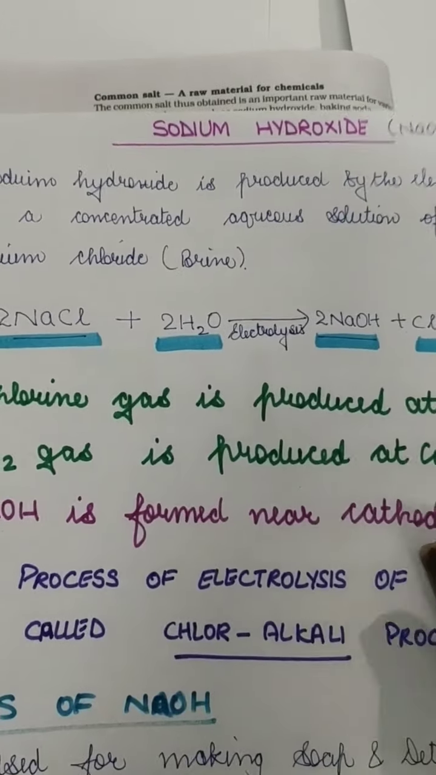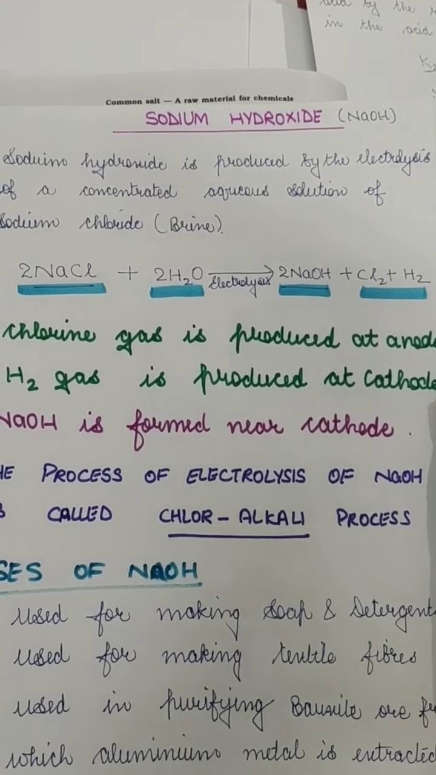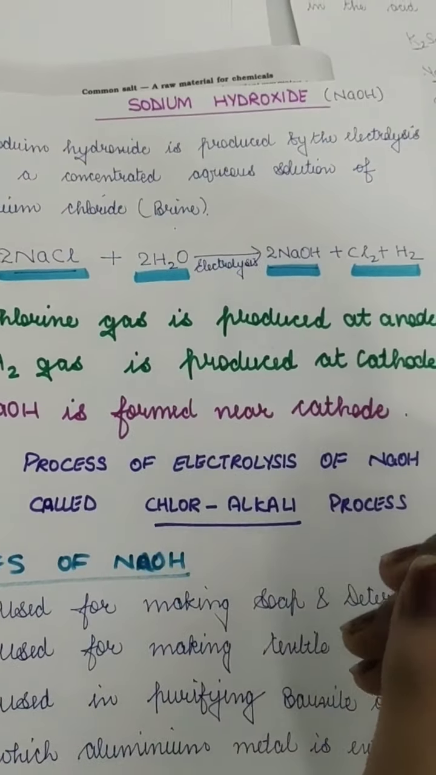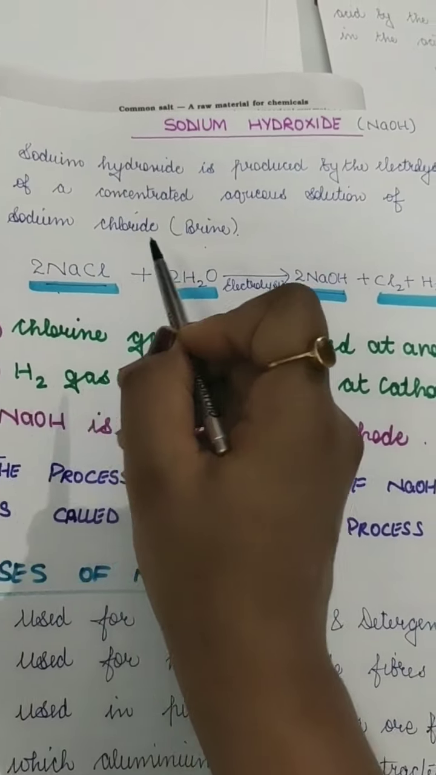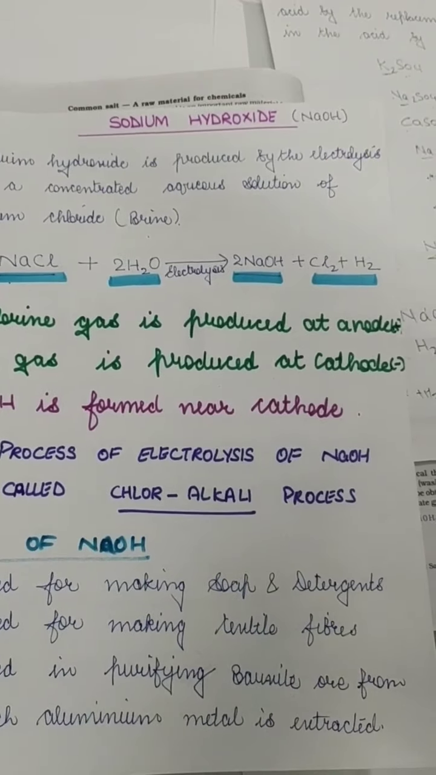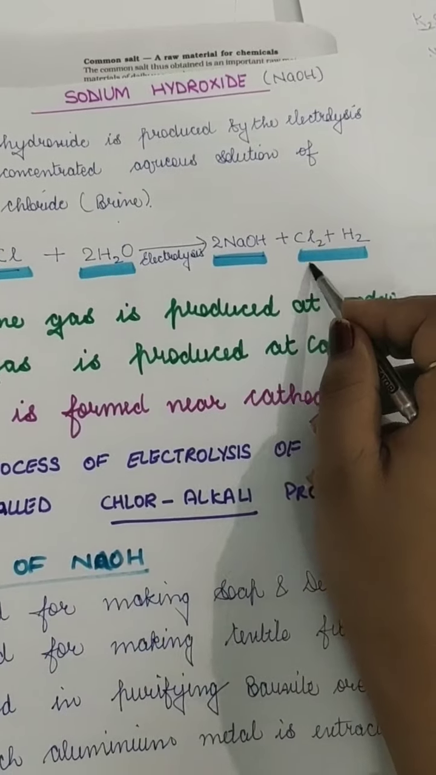So I have written for you that sodium hydroxide is produced by the electrolysis of the concentrated aqueous solution of sodium chloride, which is called brine. The simple reaction is 2 NaCl reacts with 2 H2O. Here all this is done to balance the reaction. So we're going to get 2 NaOH, Cl2 and H2.